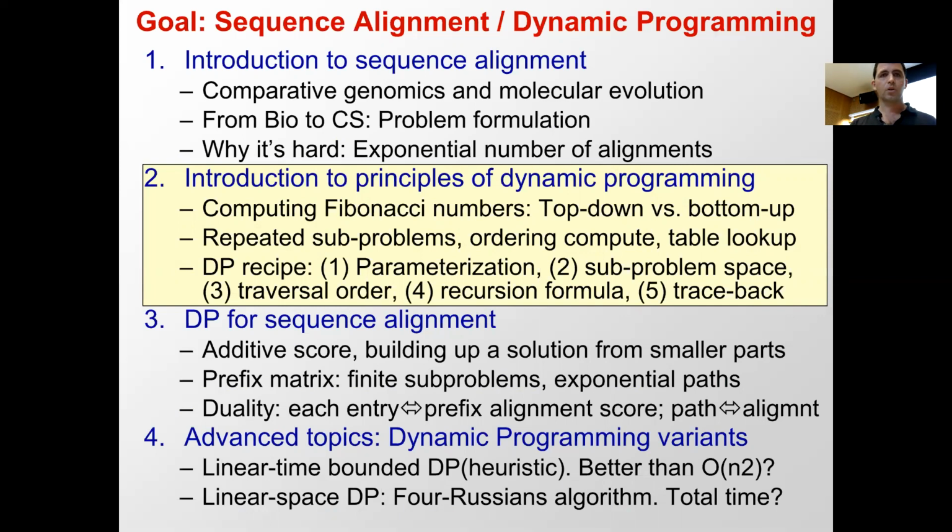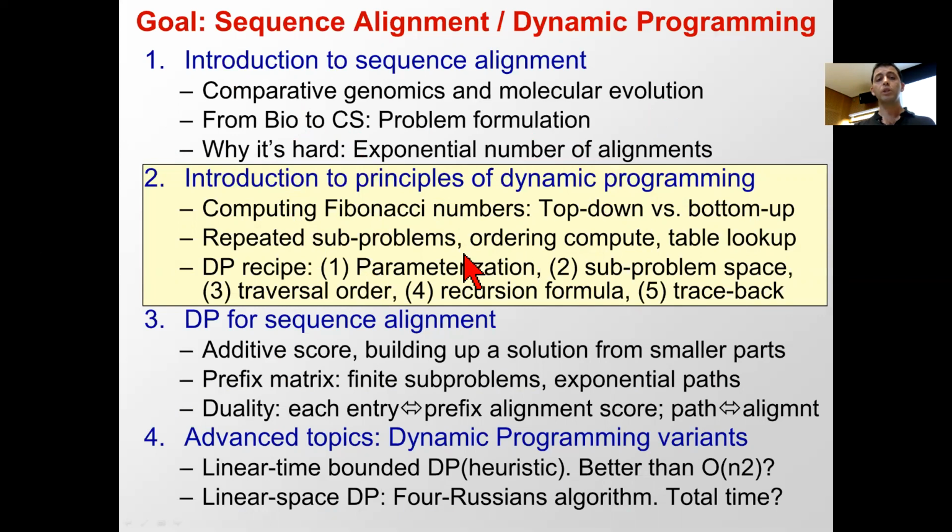Okay? So what we talked about is comparative genomics and molecular evolution. How do we transform and transfer biological problems into the computational realm? How do we formulate them? And then the trade-offs between them. And then also why alignment is hard even after we've transferred it, because there's an exponential number of alignments.